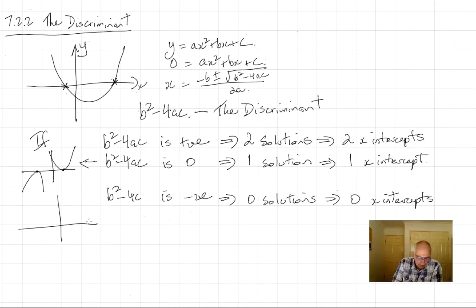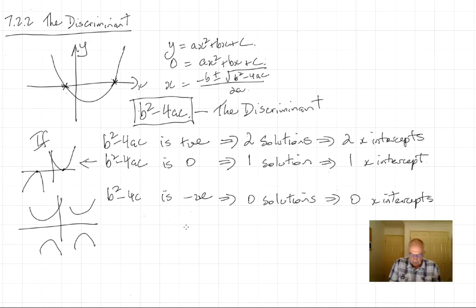And graphically, what does that look like? Well, you get something like that, or something like that, or something like that. So those graphs are never going to cut the x-axis. So the discriminant is simply b squared minus 4ac.